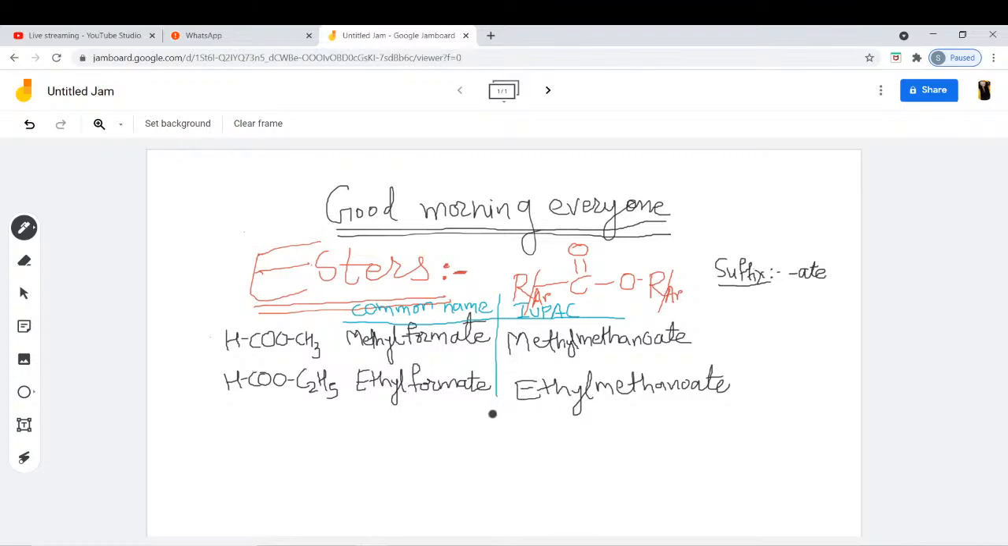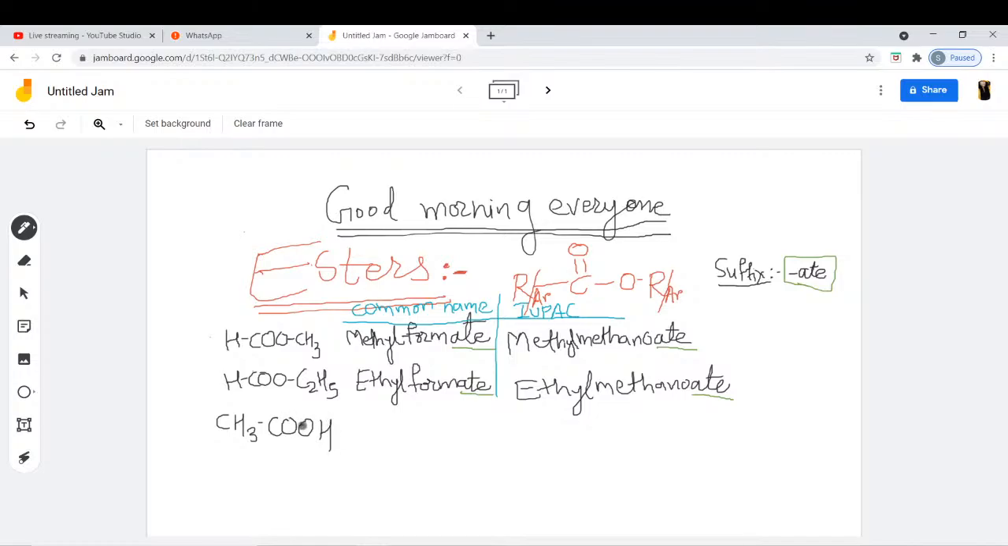Ethyl methanoate. Easy? Next, let's take another example. See, their names end with ATE. Look at this: ate, ester, ate, ester. So esters end with the suffix ate. Next, taking another example, CH3COOH.